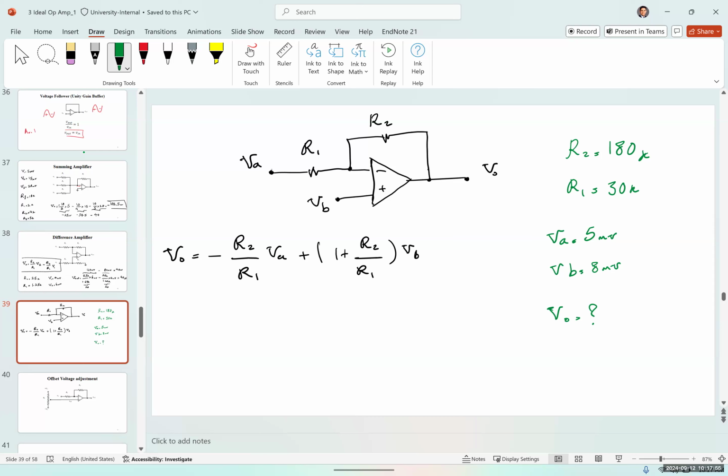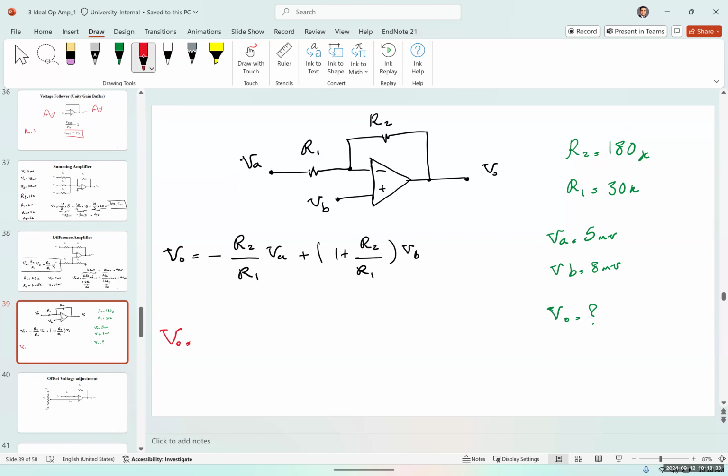So again, we can say it's almost a combination of an inverting and a non-inverting amplifier, but we don't call it a summing amplifier or a difference amplifier. It's a little different. How much? 6, okay. Did anyone else solve it?